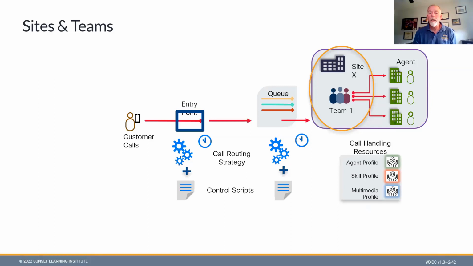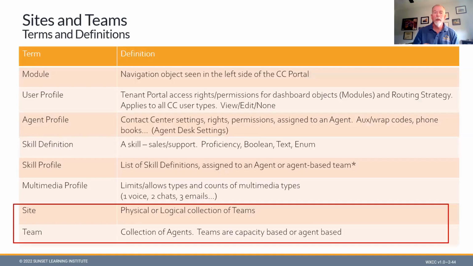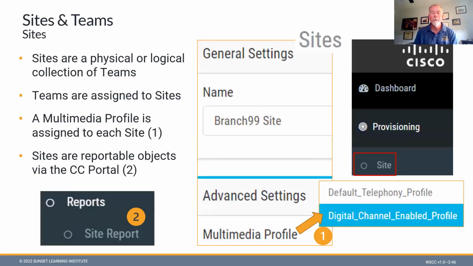So we see in this particular picture here, we've got this thing called a site. What the heck is that? We've got a team. What is that? It looks like teams are what agents belong to. And that would be a true statement. So let's take a closer look at what's going on with sites and teams. Site, as we point out here, is a physical or logical collection of teams. And what's a team? It's a collection of agents. We'll get into more detail about that here in a second.